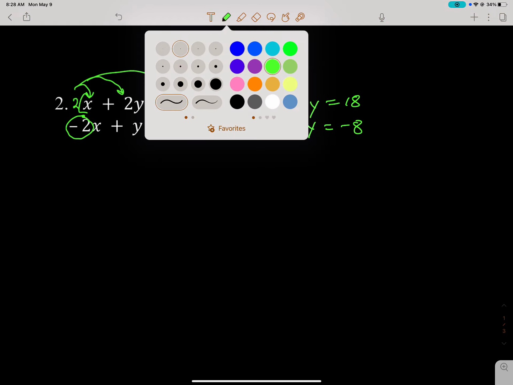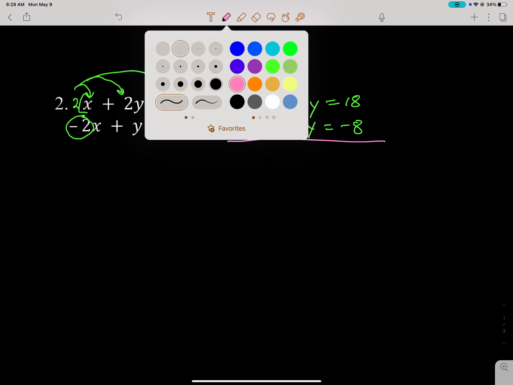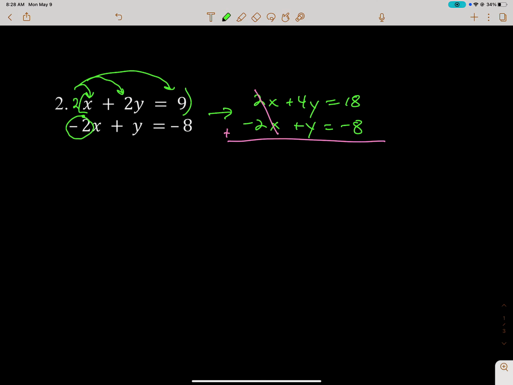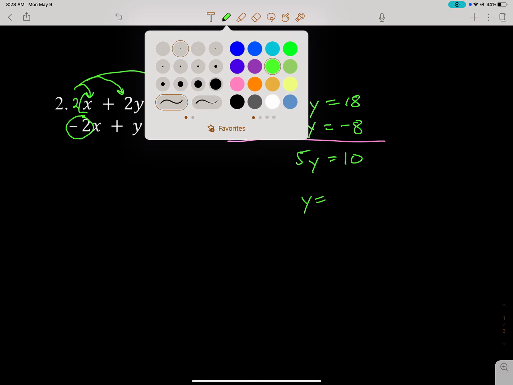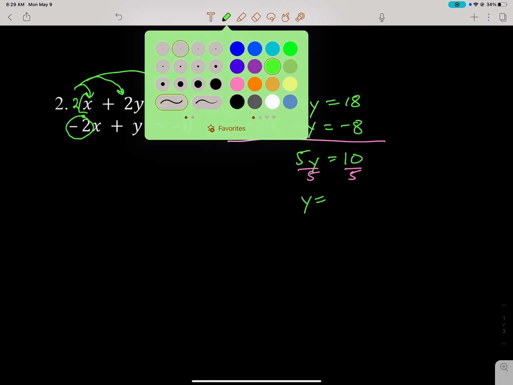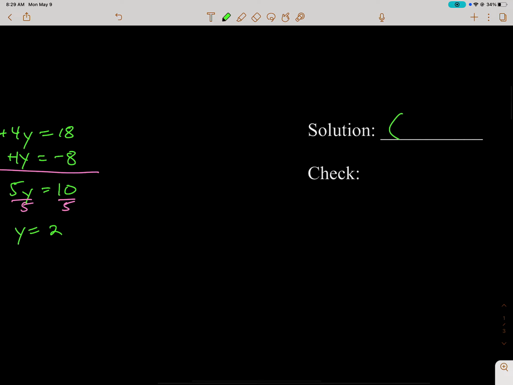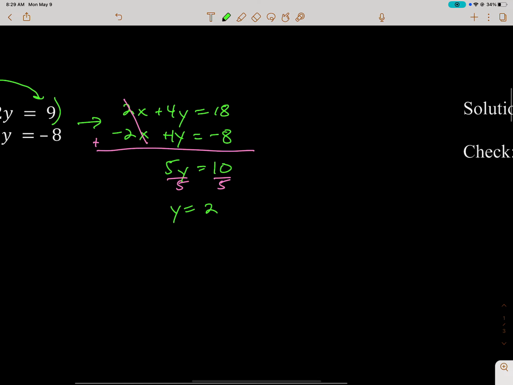Now, when I add these two equations together, my x's are eliminated. And I have 4y plus 1y gives me 5y. And then 18 plus negative 8 is 10. So I get 5y equals 10. I have to divide both sides by 5, and I get y equals 2. So for my solution, I got the y first this time, which is fine.